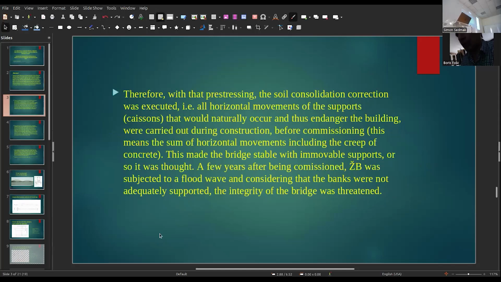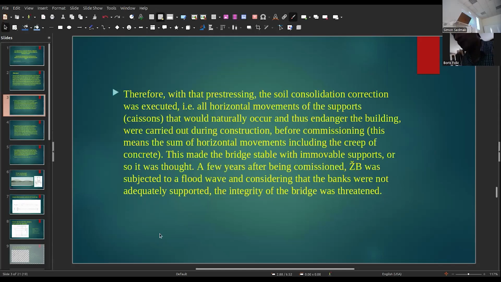Those movements that endanger the building were carried out during construction, before commissioning. This means the sum of horizontal movement included the creep of concrete. This made the bridge stable with immovable support, or so it was thought.